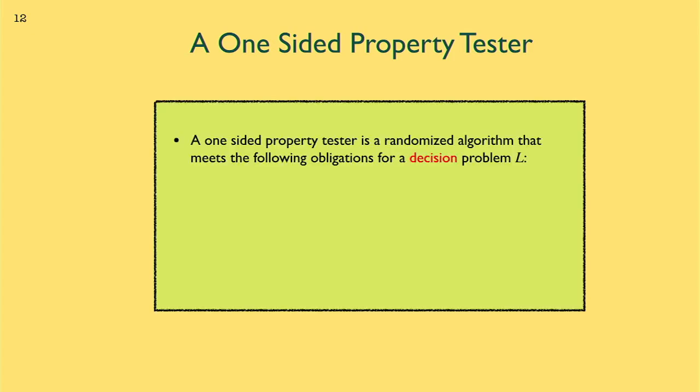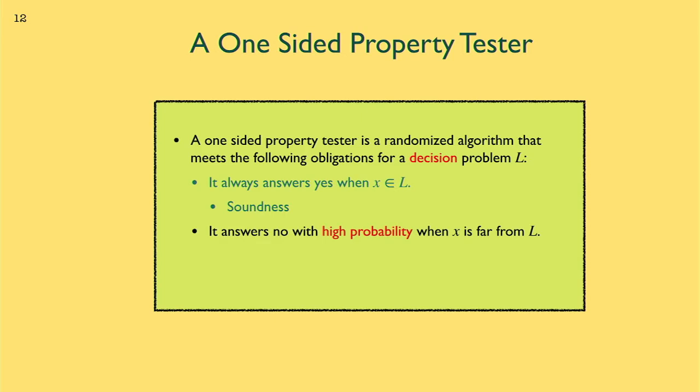So a one-sided property tester is a randomized algorithm that meets the following two obligations for a decision problem L. Okay, the first obligation states that whenever the input is in the language, the property tester must always answer yes. And the second obligation requires that it answers no with high probability when the input is far away from the language. And when we say that the input is far away from a language, we mean that it is very different from every member in the language.